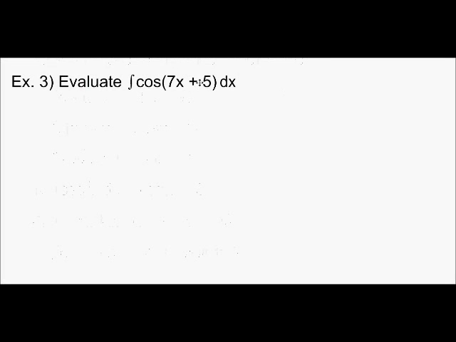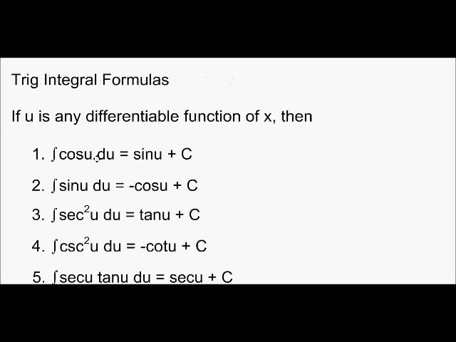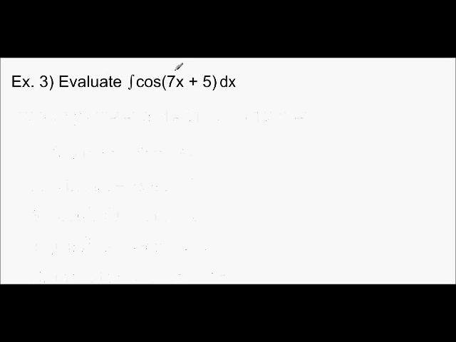Example 3. Evaluate the integral cosine of 7x plus 5 dx. I could evaluate cosine x very easily here. So you can look here. I have a formula for integrating cosine u, or cosine x. What I can't deal with is this inside piece. So, probably guessed it, we have a u. U equals 7x plus 5. Well, what's du? Du is going to be 7 times dx.